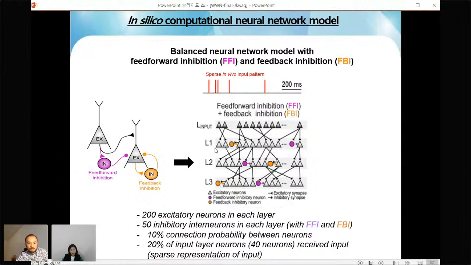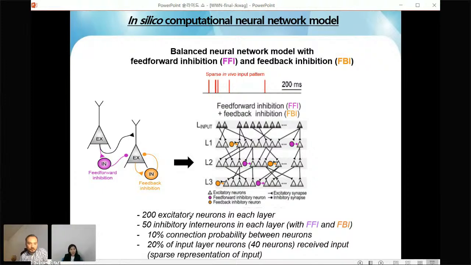So that's why we built the most commonly used neural network model, which has 3 layers, with an input layer. Overall, there are 200 neurons in each layer, 50 inhibitory interneurons, and each excitatory neuron has a 10% connectivity probability between the layers, because this is to incorporate the fact that a lot of the synaptic connectivities in the brain are very sparse.